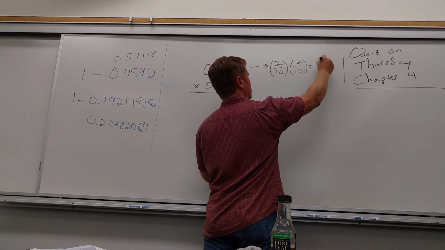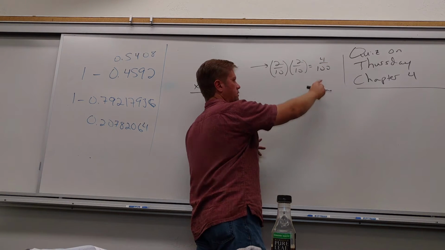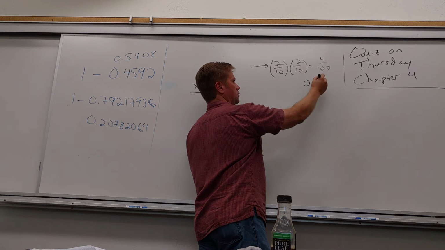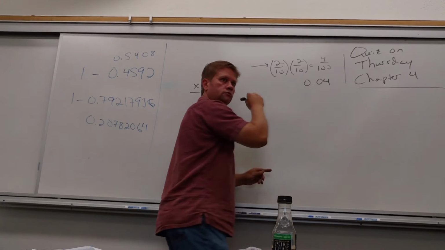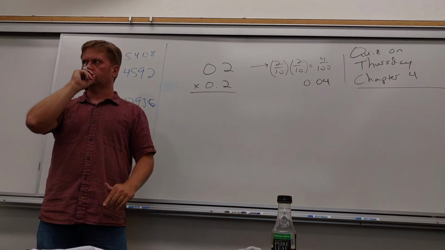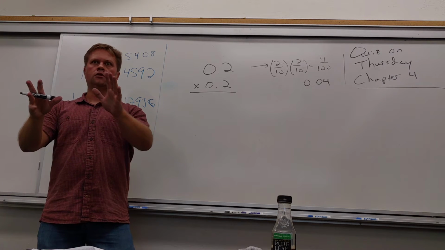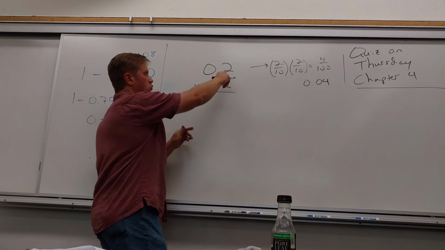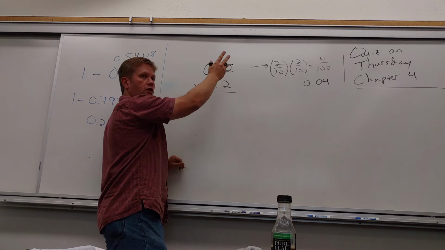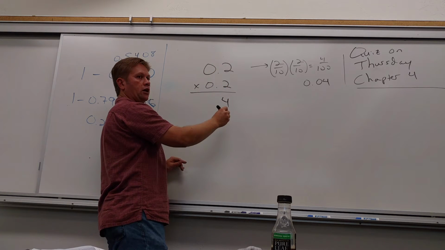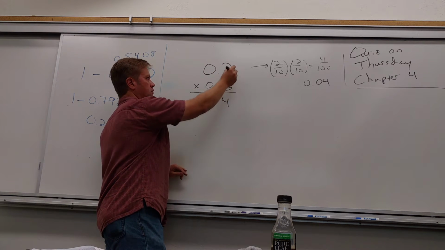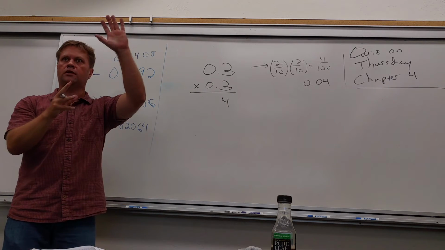2 times 2 is 4. 10 times 10 is 100. And what does that look like as a decimal? 0.04. I'm going to stop there for a second. But some of you might remember, what you do first is you forget there are decimals there. You just multiply the numbers, and then you go back how many places? 1, 2. You count the total number of places in the problem.